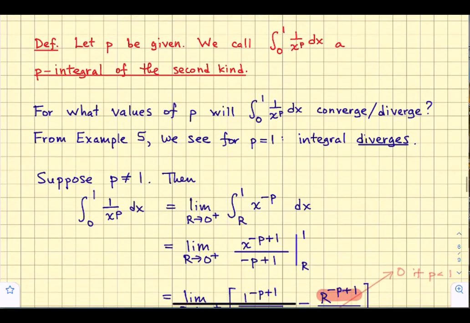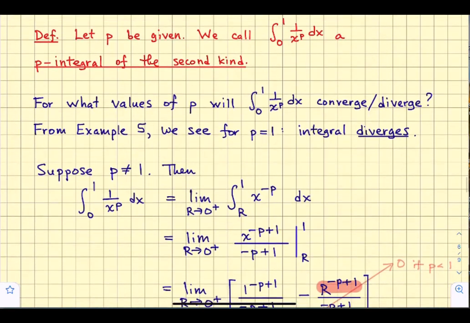Okay, next let's look at p integrals of the second kind. So let p be a given power. We call the integral from 0 to 1 of 1 over x to the p dx a p integral of the second kind. P integral because the integrand looks like 1 over x to the p power, just like last time, and second kind since this is an improper integral of the second kind.